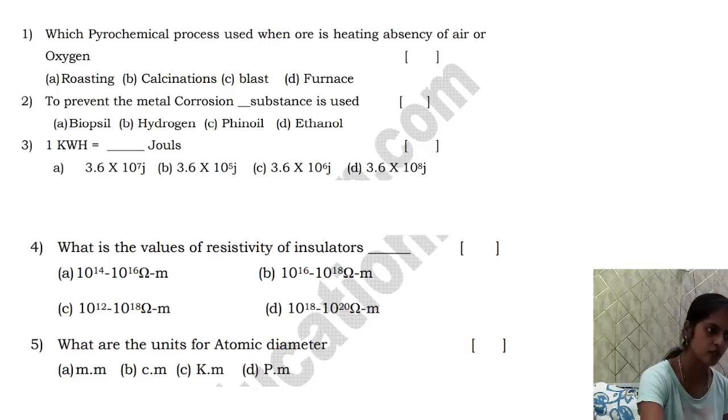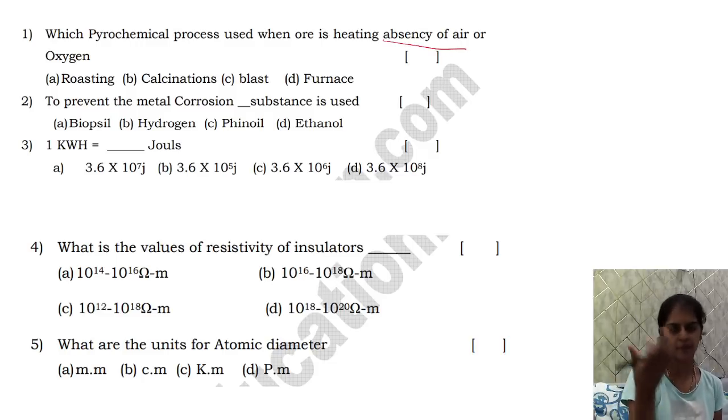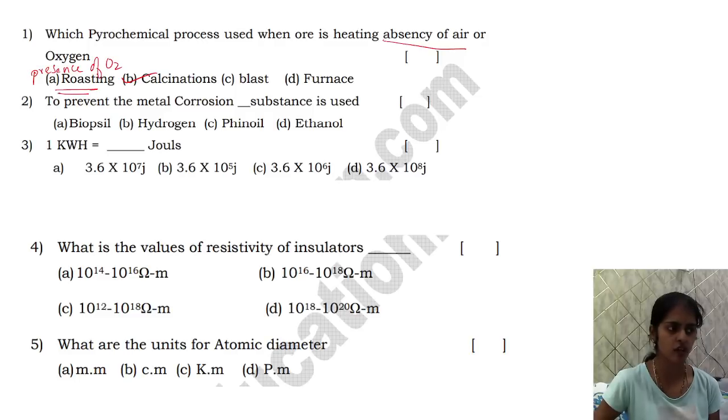So let's proceed. Let's look into the first question. Which pyrochemical process is used when ore is heated in the absence of air or oxygen? In the absence of air or oxygen, we call it calcination. If the ore is heated in the presence of air or oxygen, it is called roasting. Absence of air or oxygen, it is called calcination. So option B is correct.